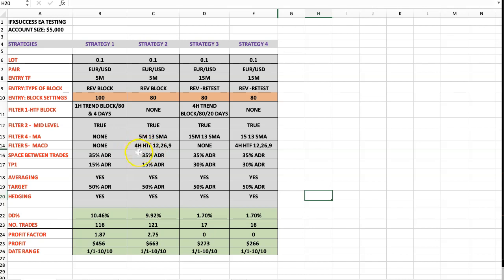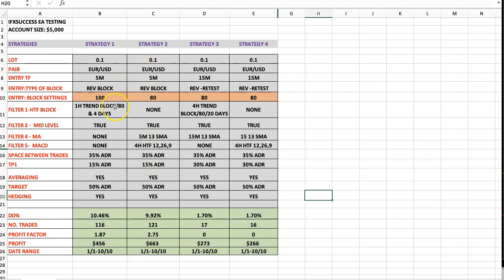So this follows the 4-hour time frame MACD, and surprisingly, with all these settings being the same, it gave us a drawdown of 9%, a little bit less than the prior example. 121 trades, the profit factor was much better, and the profit itself was much better. So the drawdown was way less, we got more entries and we got more profit. So this is not bad at all. I like this. This example was really good.